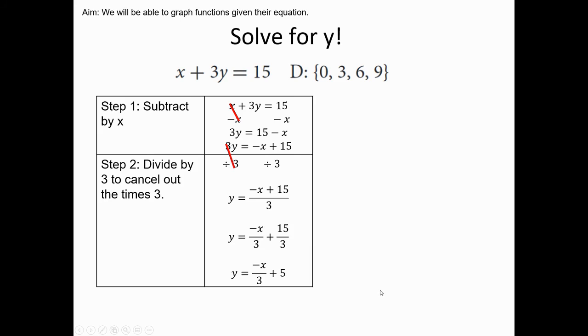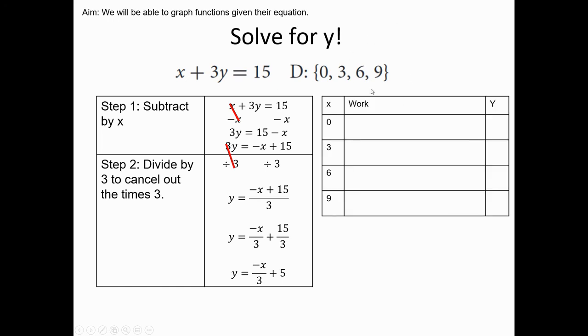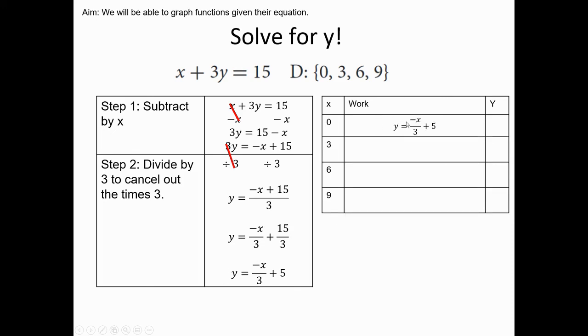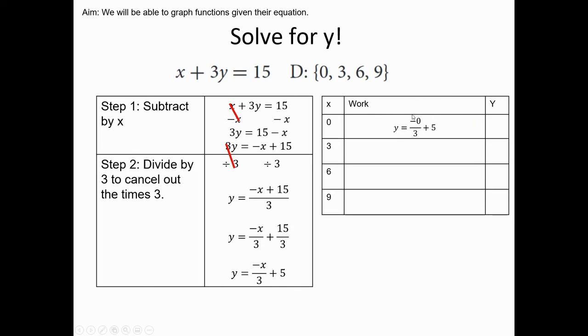So, now that we have our y equals, we can graph it on this domain that they gave us. The domain is 0, 3, 6, 9. So I'm going to create my table of 0, 3, 6, 9, and I'm going to start graphing this. So I have y equals negative x over 3 plus 5, but I'll replace the x with a 0, and negative 0 divided by 3, that's just going to be 0. 0 plus 5 is 5. So I'll put a 5 right there.